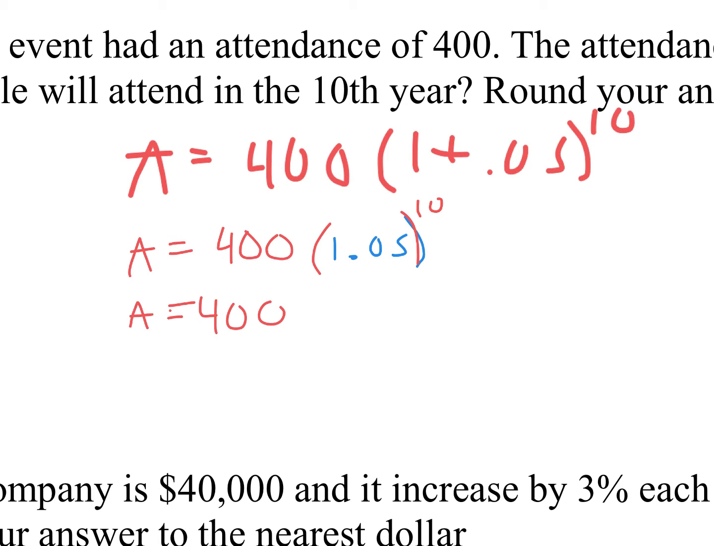So 1.05, do that little x raised to the y button, and then 10, and then equals. So we get 1.628, and then more decimals, but we're going to keep it in our calculator to make sure our answer is as exact as possible. And then our last step we need to do is multiply that times 400. What'd you guys get for A?